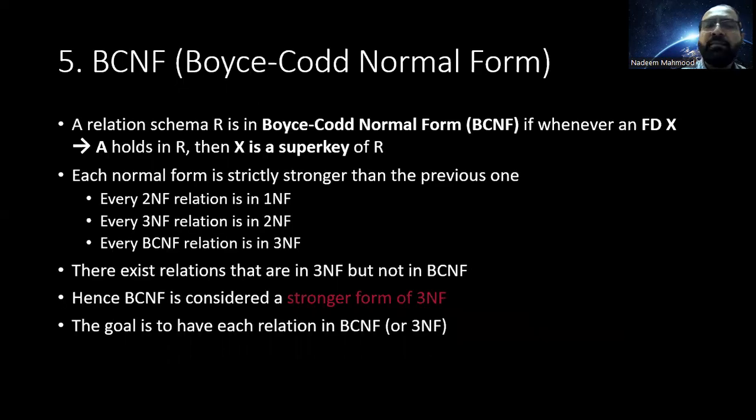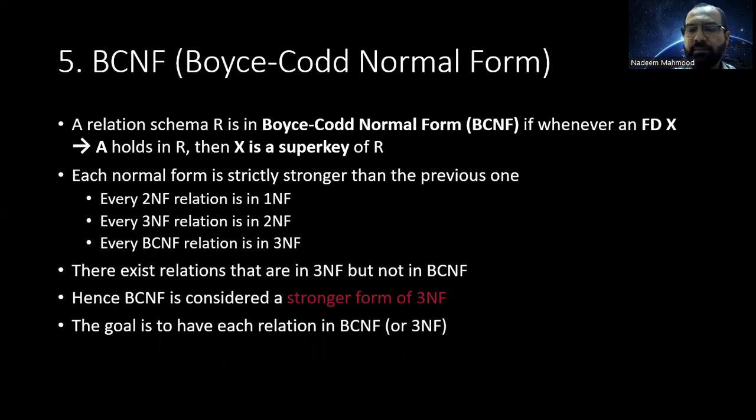A relation R is in Boyce-Codd normal form if whenever X → A holds in R, then X is a superkey of R. Each normal form is strictly stronger than the previous one. Remember that second normal form is stronger than first normal form. Similarly, third normal form is stronger than second normal form, and similarly BCNF is stronger than third normal form. So there exist relations that are in 3NF but not in BCNF.